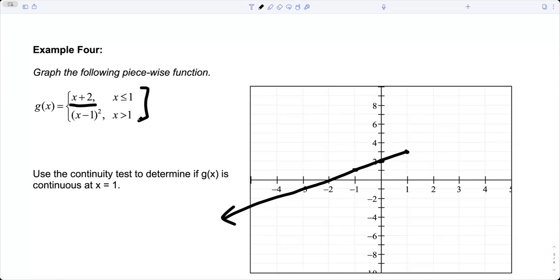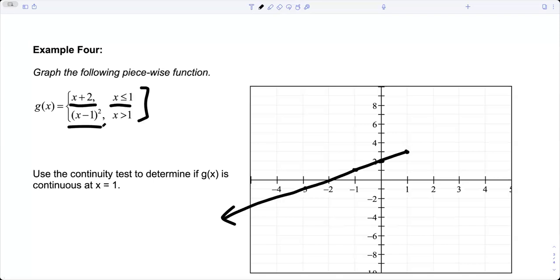Why? Because that's where 1 is defined. X is less than or equal to 1. Therefore, I need a closed dot. What type of function is this? Quadratic. And so it's like the parent function. It's a parabola, except it has been shifted 1 unit to the right. So I need an open dot there because it says x greater than 1. And I know it's a parabola.